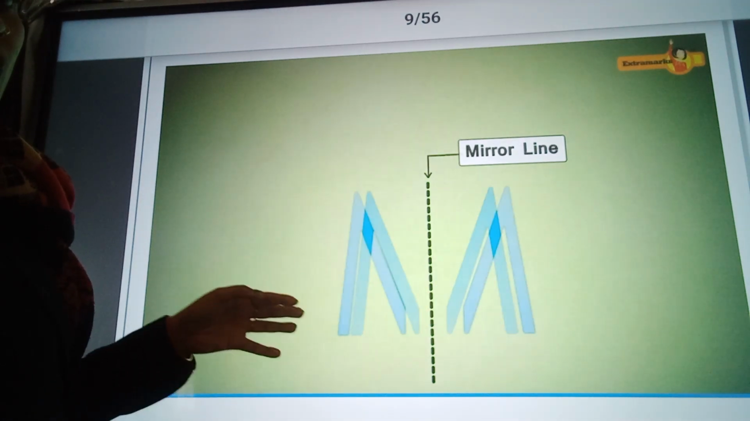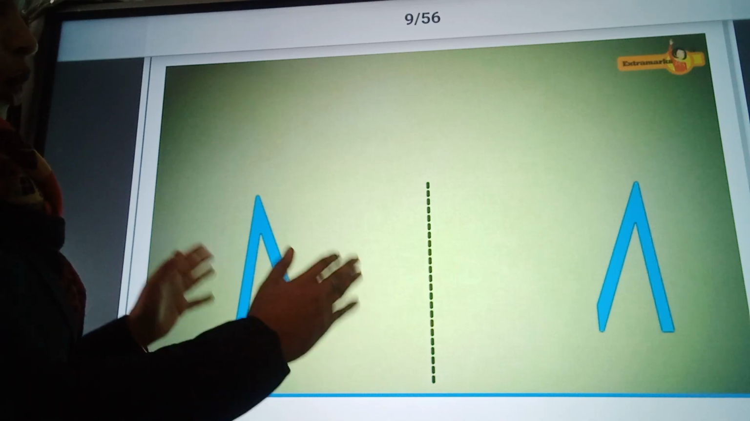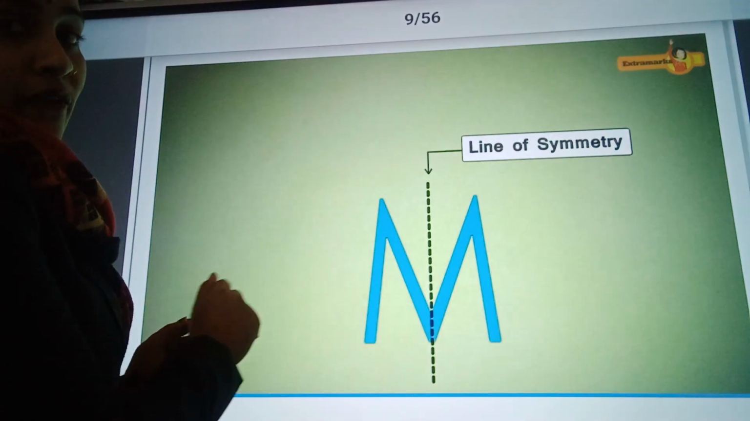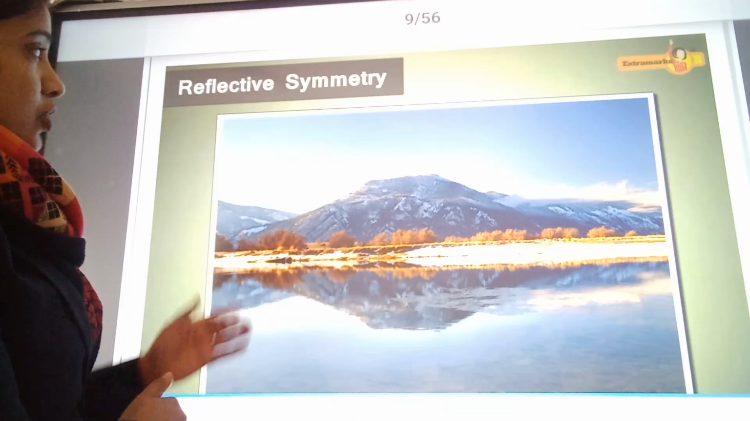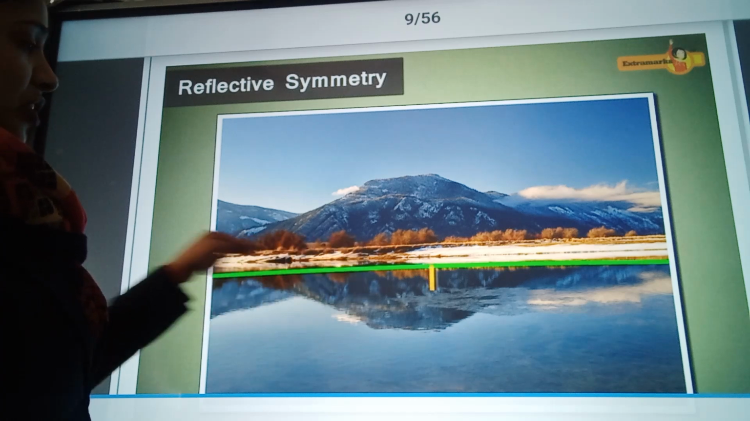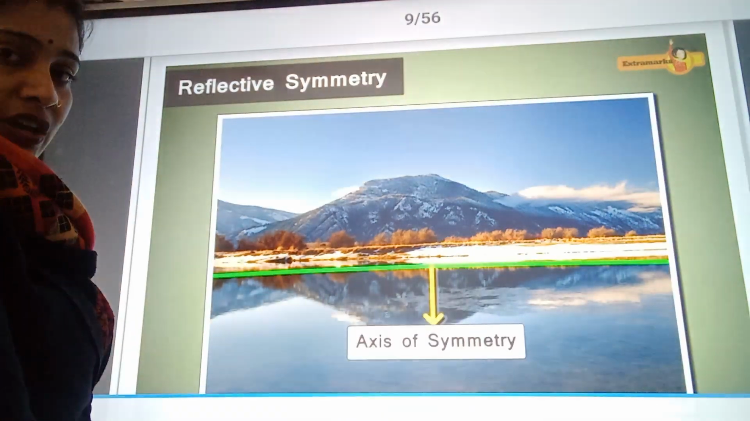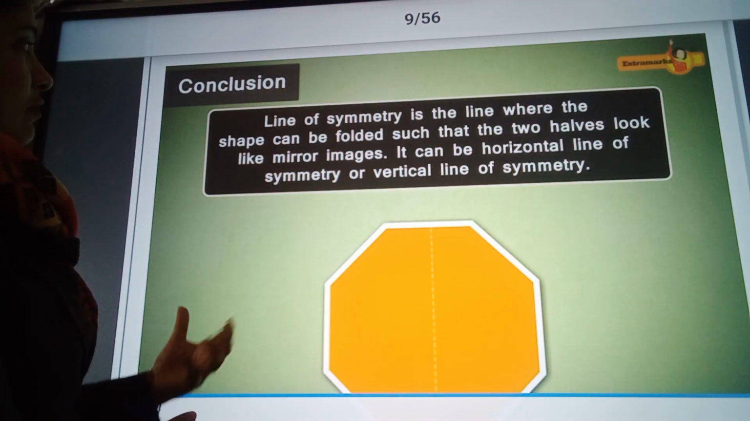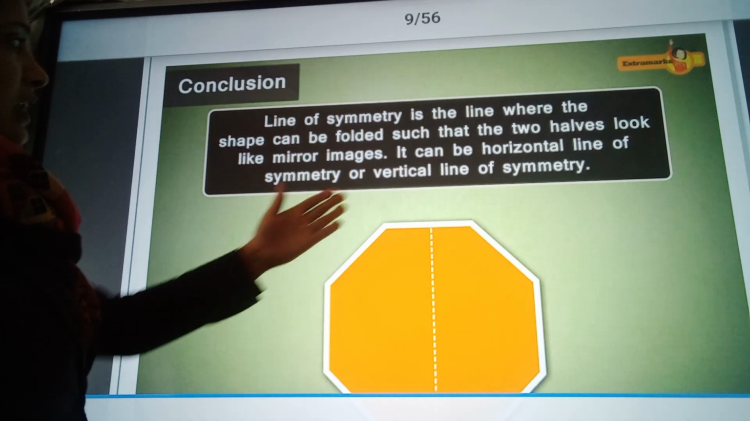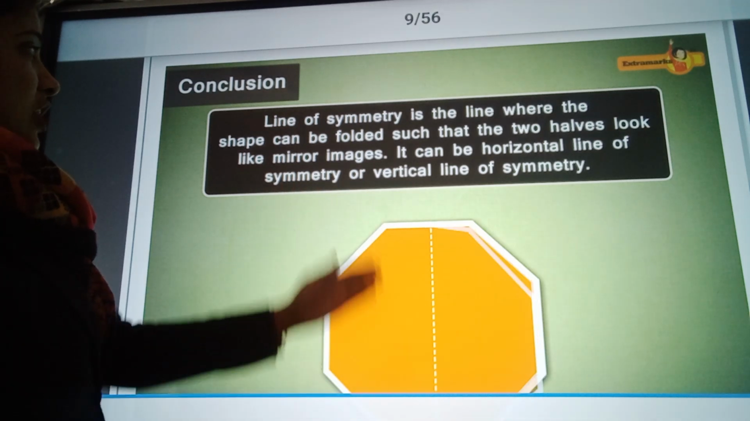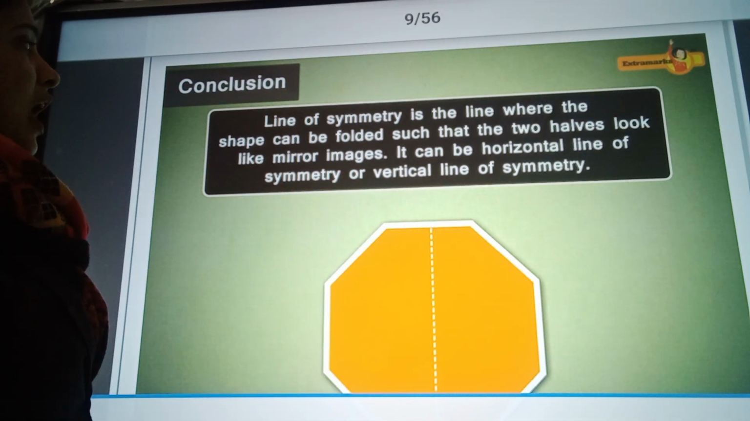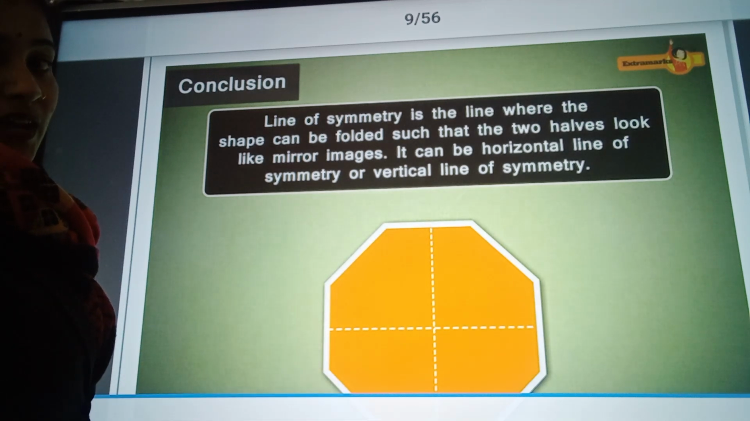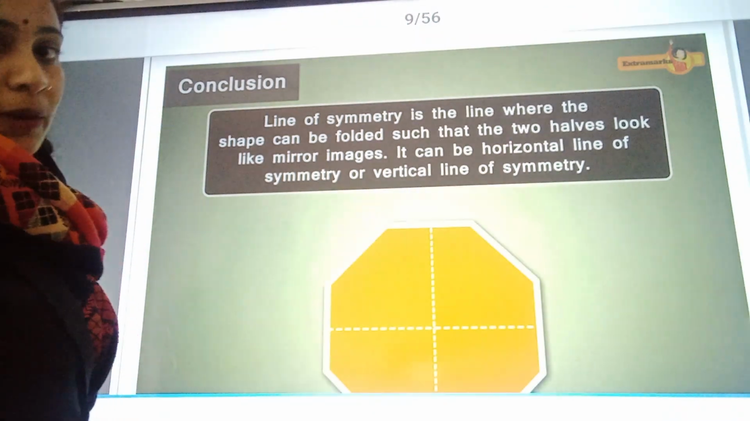And the line along which we fold, or the line along which they divide, this line is said to be the line of symmetry. So here we can see this horizontal line is the line of symmetry, also said as the axis of symmetry. So finally, what is the conclusion? That the line of symmetry is the line where the shape can be folded such that the two halves look like mirror images. It can be horizontal or vertical in shape.